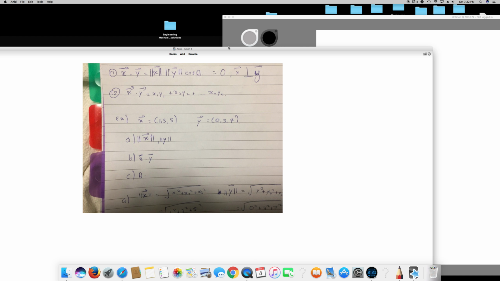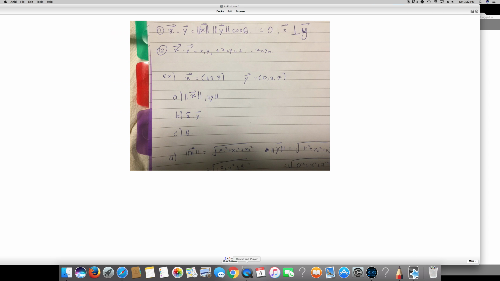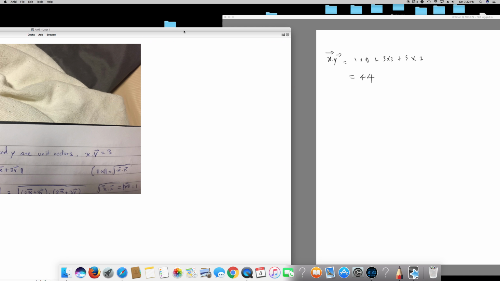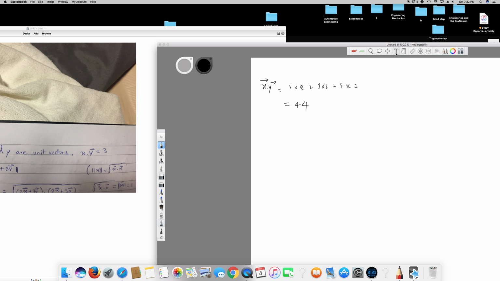So since we are done with this question, I'm moving to the next one. If x and y are unit vectors, x dot y is equal to 3. Find the magnitude of 2x plus 3y, altogether magnitude.